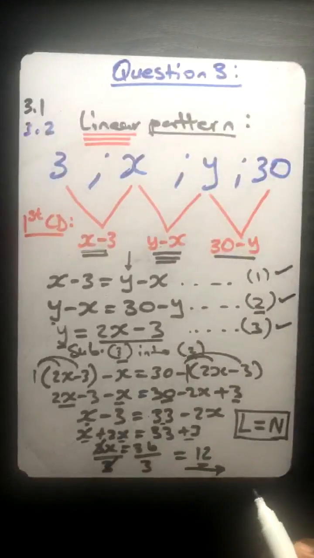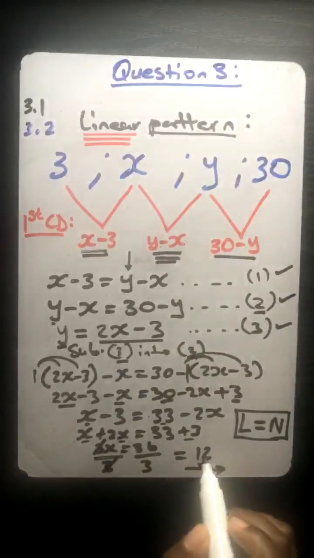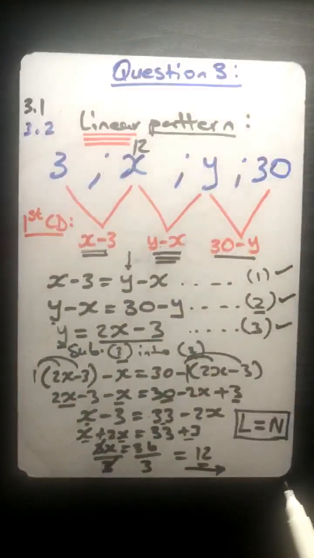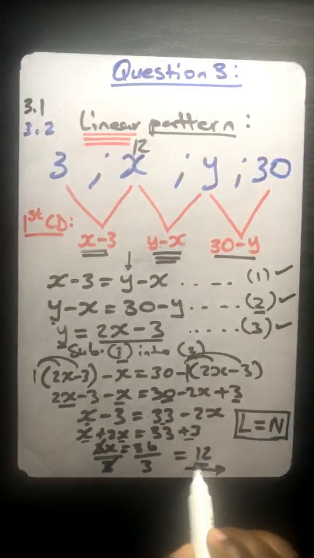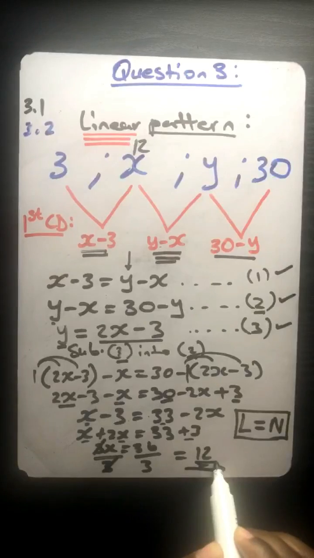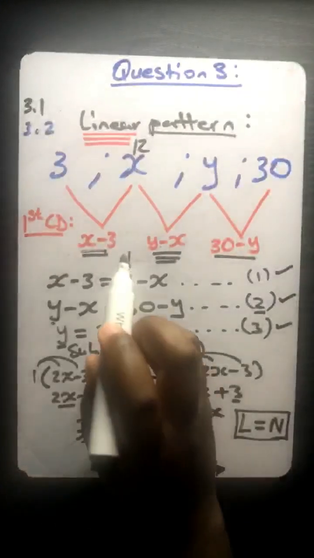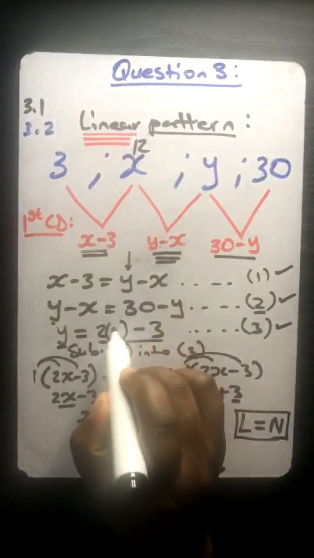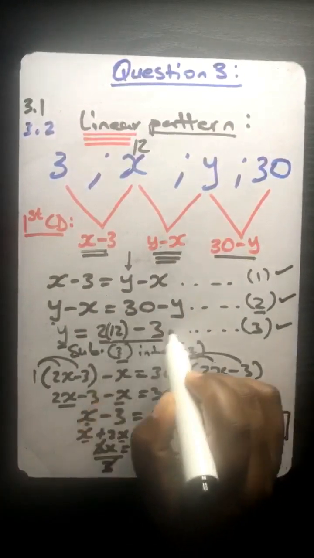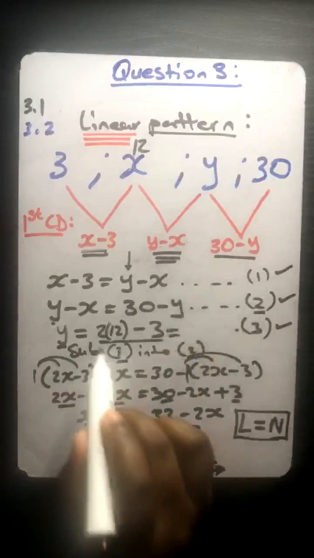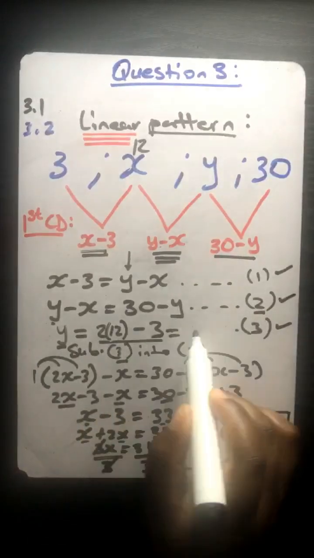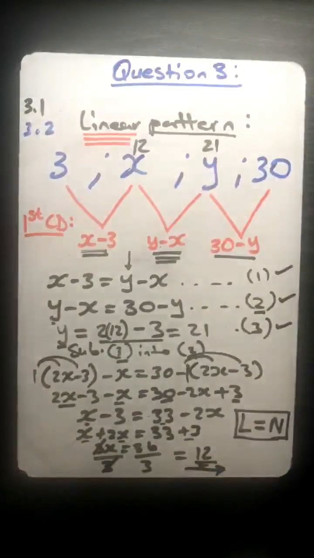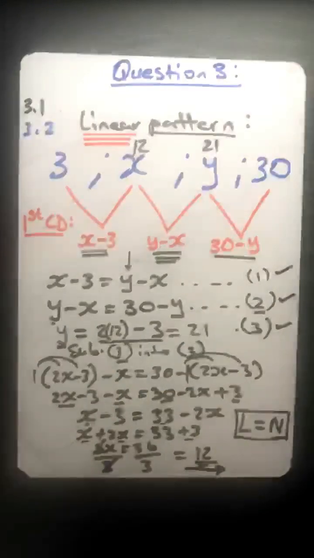But now it's not yet done. We just calculated for x, which is 12. But the question said calculate for x and y, meaning you take that x value and substitute it into your equation number 3. I don't have space there, but you are going to substitute there your 12. So you punch on a calculator on your next step. This is 24 minus 3, I think it's 21. So that means your y value is 21. Did that make sense, honorable members?